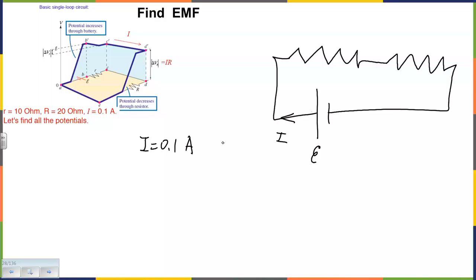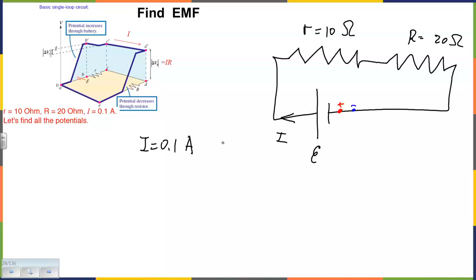And here, what we have is unknown EMF, I suppose. Yeah, we know what we know: electric current I is equal to 0.1 amp. We know resistor number one has a resistance of 10 ohms, and number two has a resistance of 20 ohms. That's what we know. And this picture actually shows a model of what's happening to electric potential.